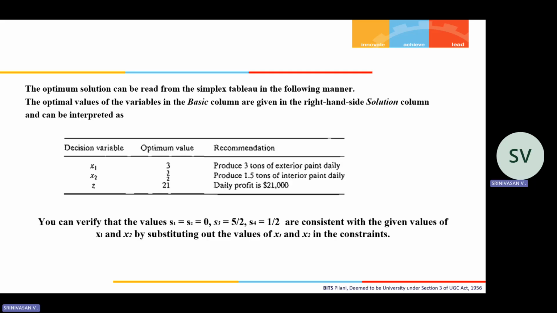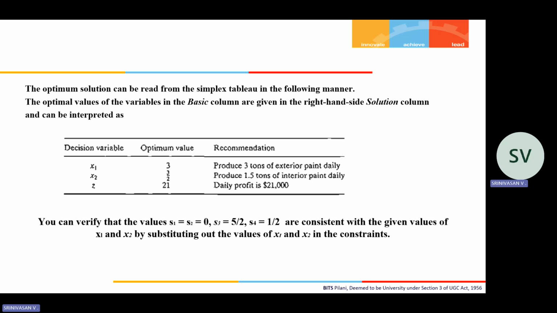You can verify that the values S1 equal to 0, S2 equal to 0, S3 equal to 5 by 2, S4 equal to 1 by 2 are consistent with the given values. Anyway, let us not bother about these S1, S2, S3, S4 values, but you have to check whether your 21 is commensurate with the values of your decision variables.